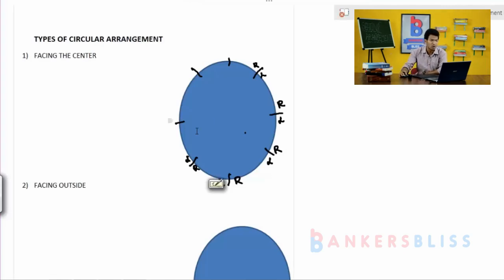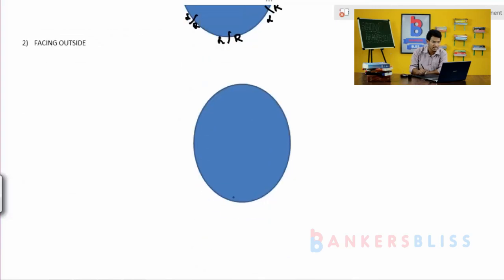Next, facing the outside. Facing the outside means all the members are facing away from the center. It is not related to the center. For all the members who sit facing the outside, it should be reversed. It means our right becomes the left and our left becomes the right. Look here, this is our left when the person is facing the center. But when the person is facing the outside, the left becomes the right and the right becomes the left.